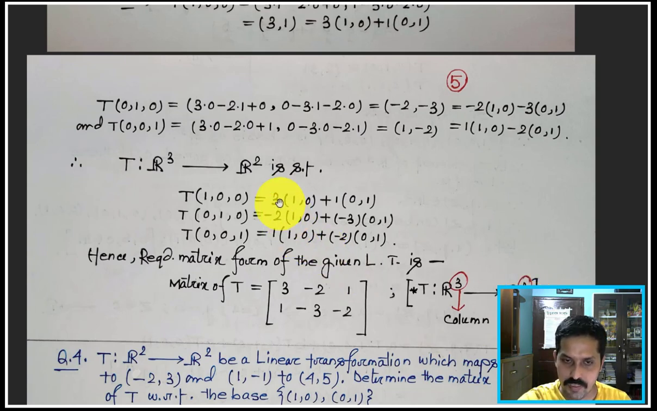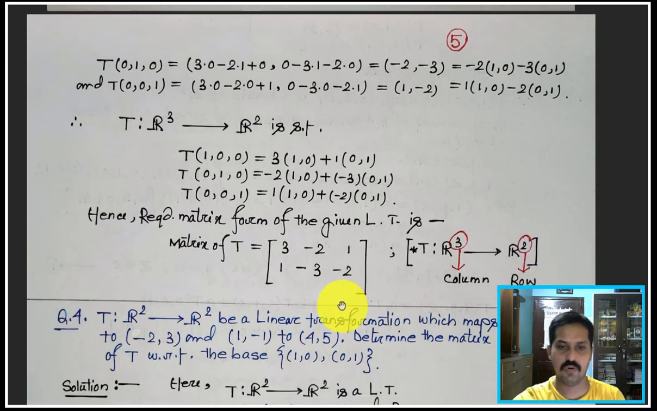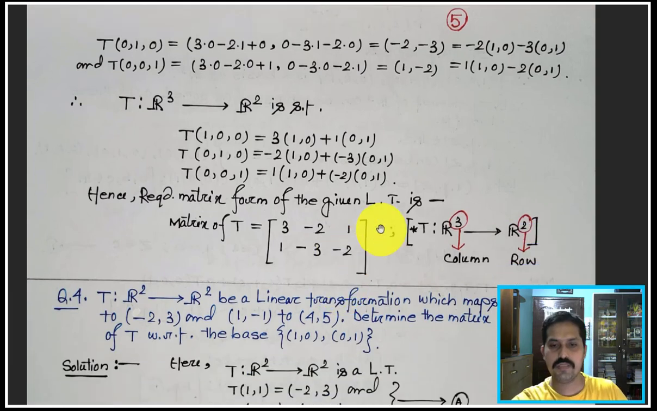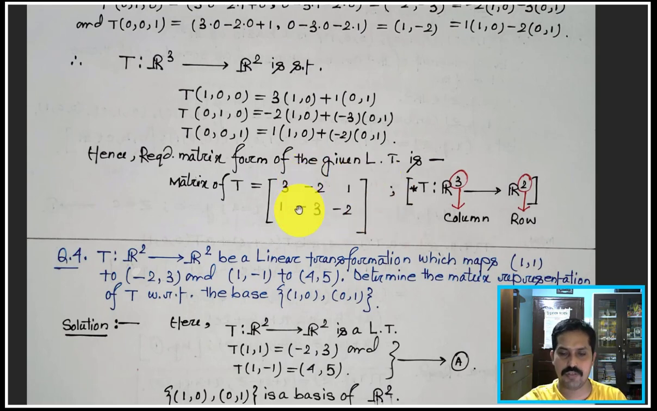So definitely the required matrix is 3, -2, 1 row wise, 1, -3, -2 row wise. Just remember we have to write it this way: 3, then -2, then 1, then 1, -3, -2, so that we have 2 rows and 3 columns. This is the way we can express any linear transformation in matrix form.